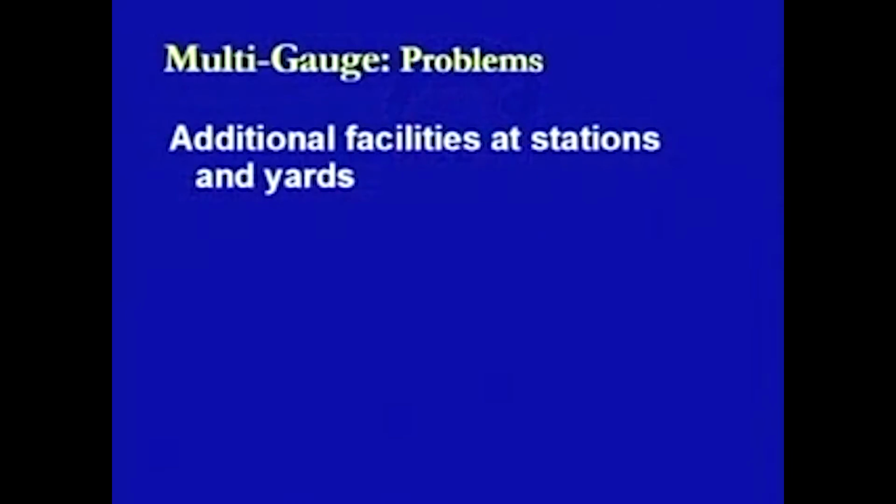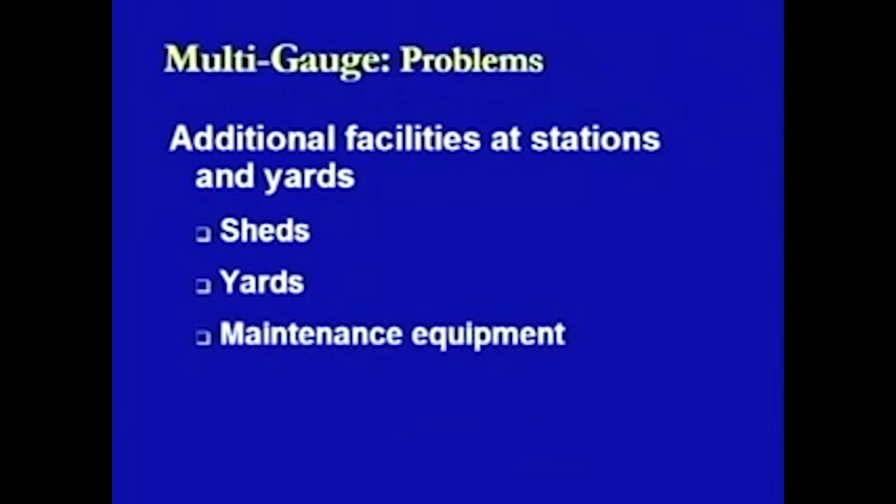Another factor associated with the multi-gauge problem is the additional facilities which need to be provided at stations or in the yards. We have to provide the sheds of different specifications. We have to provide the yards of different specifications because the different type of rolling stock is going to be there at that station. Then the maintenance equipment, again they are different for different types of the rolling stock, so we have to have all those types of maintenance equipment.